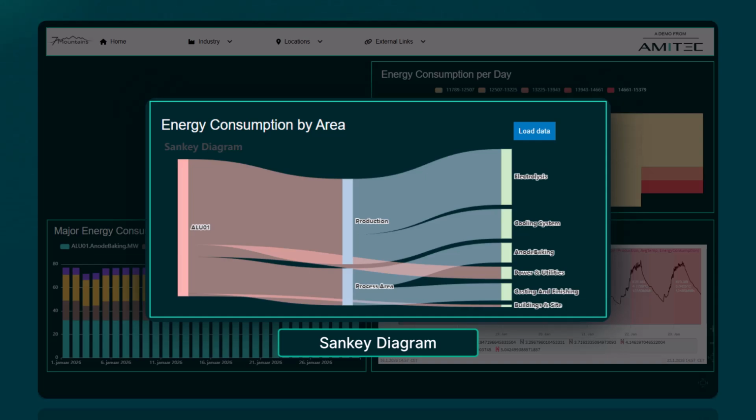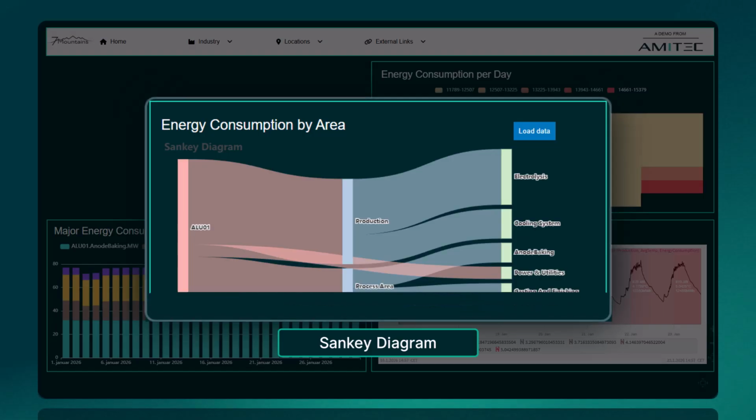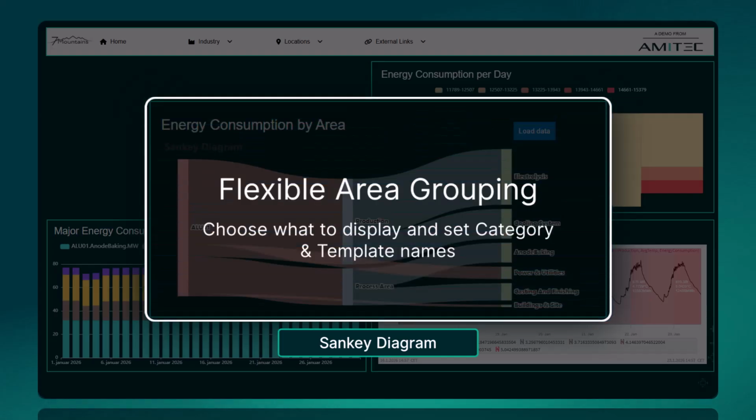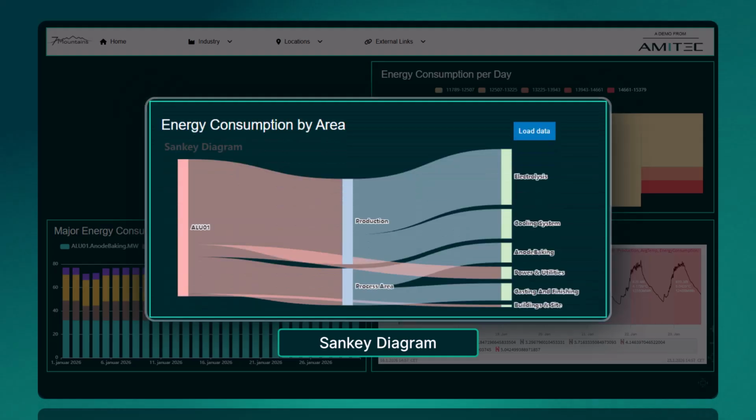What's also important is that this level of detail and grouping is fully configurable through PI AF. With only a few changes, I can decide exactly which areas and assets are included, making the Sankey diagram a powerful and flexible way to explain energy distribution.